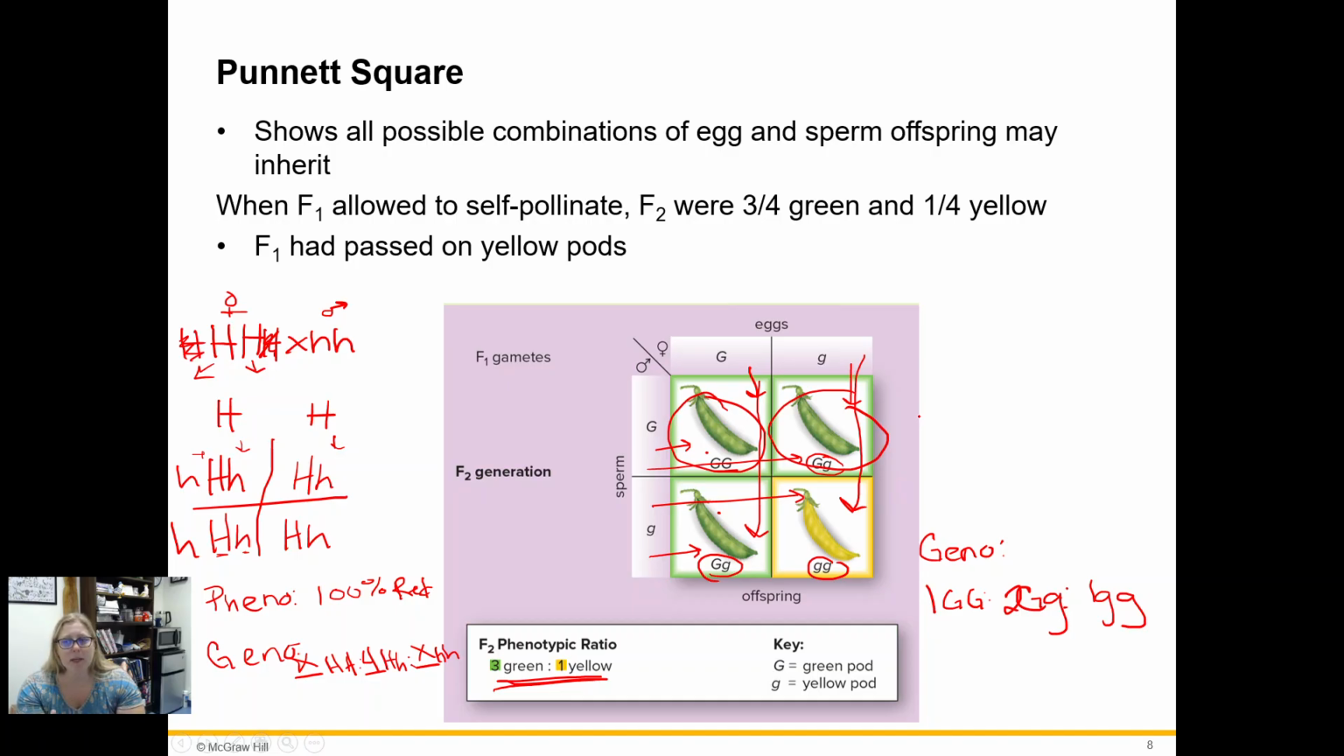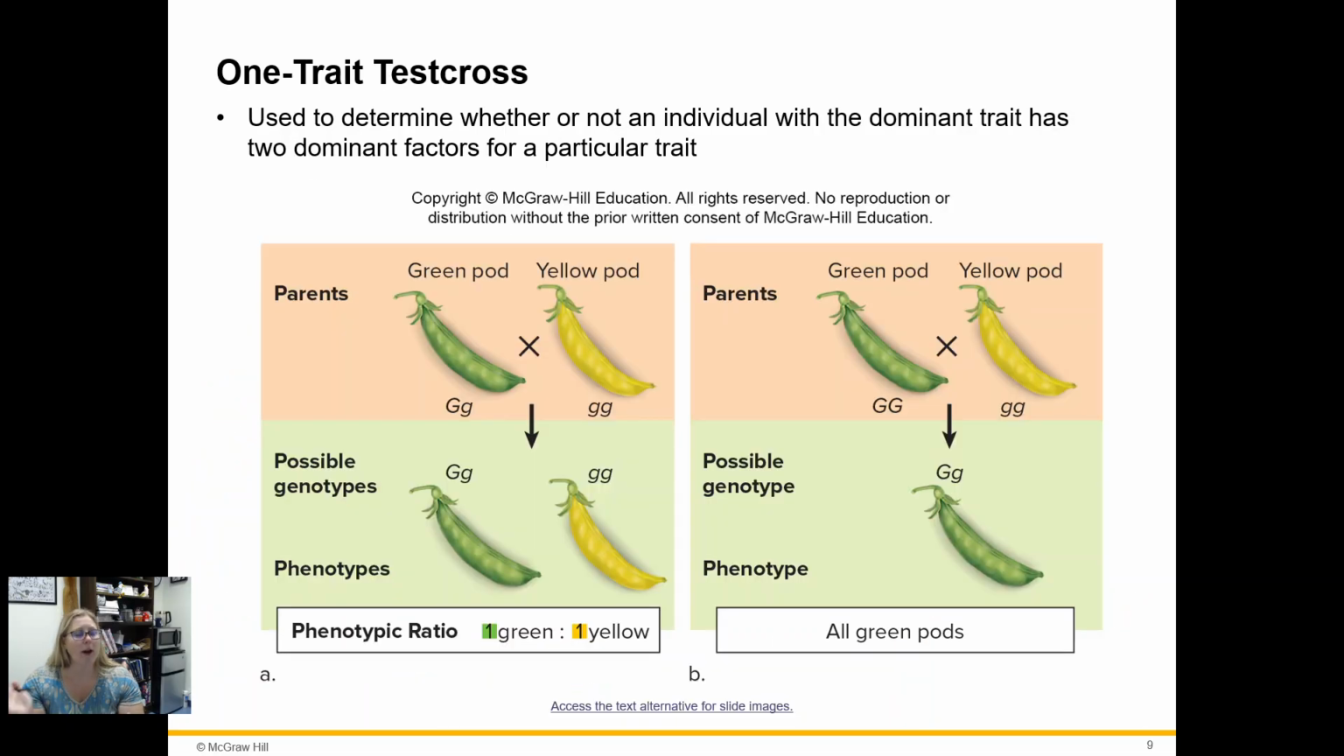If you're a green pea pod, I don't know. I'm going to just eat the pea pod, right? If you are a yellow pea pod, I know that you're homozygous recessive for your genotype because your phenotype tells me that. But if you have the green phenotype, I don't know what your genotype is. So what happens? Well, you can do what's called a test cross, okay?